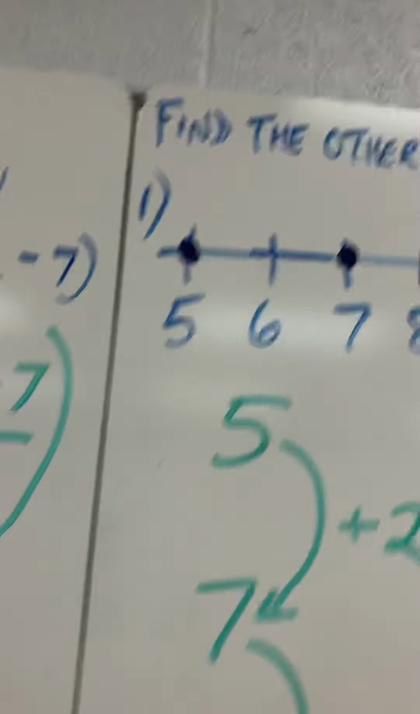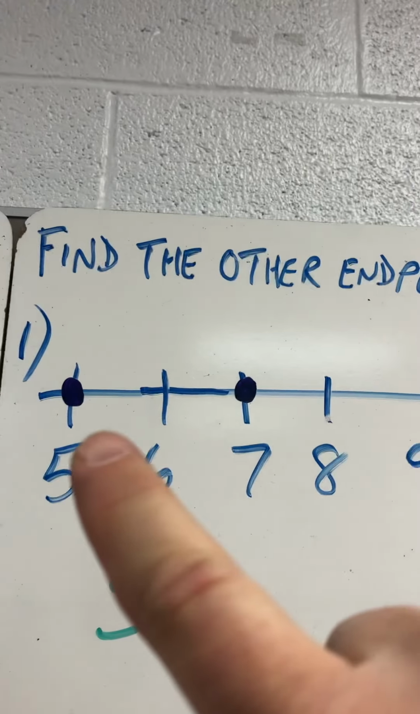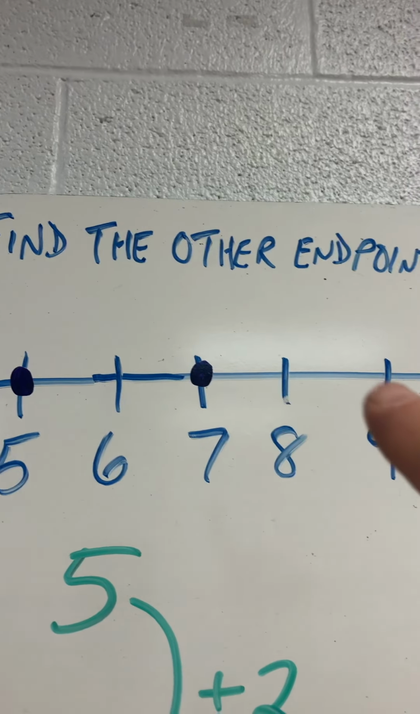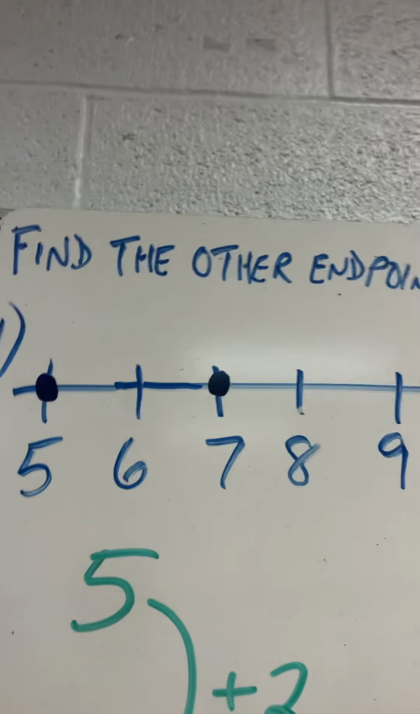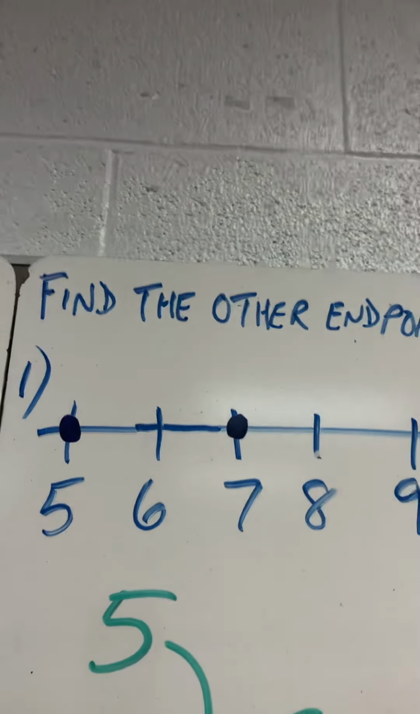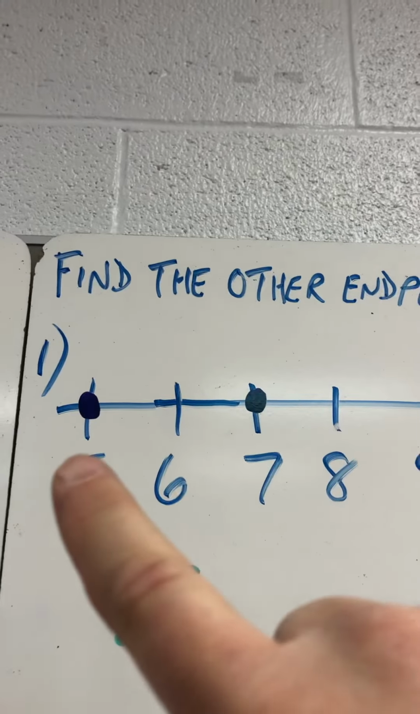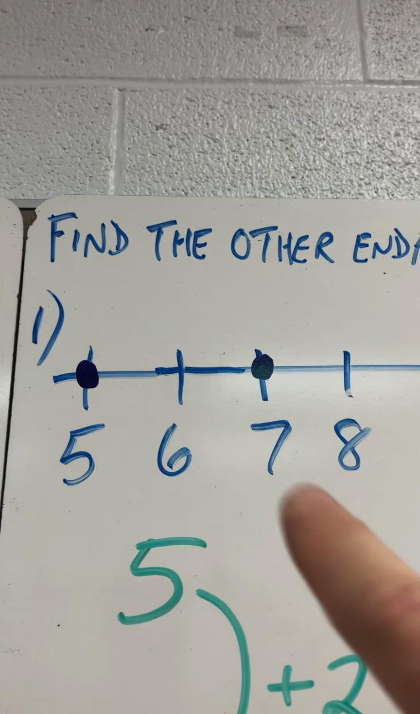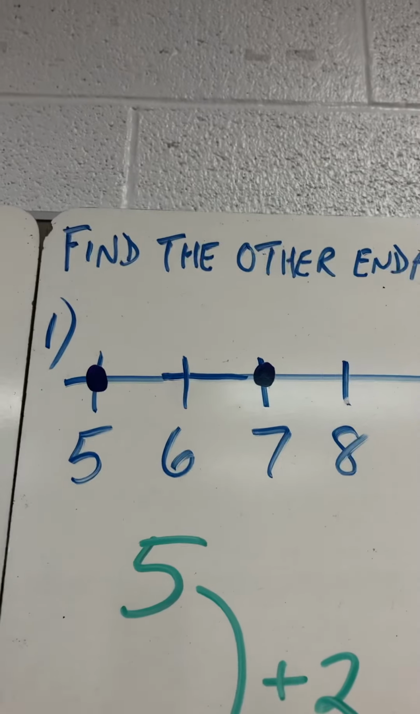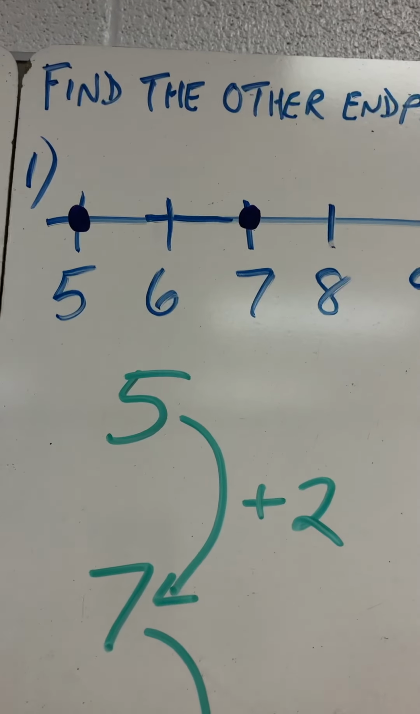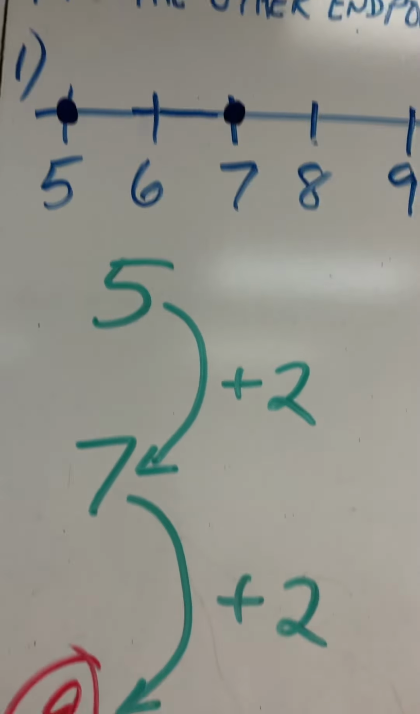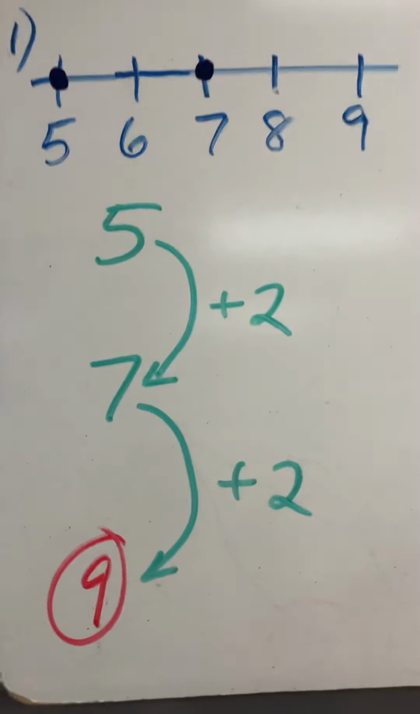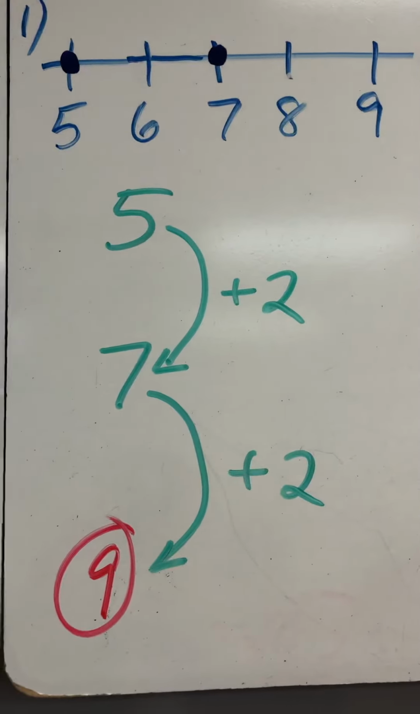So here, if you're given an endpoint and a midpoint, how do you find the other endpoint? Well, the easiest way to do this is to say, how far does it go to get from 5 to 7? That adds 2, right? So if you add 2 to get from 5 to 7, just add another 2 to get to the other endpoint, 9. And that's what we're going to do, okay?